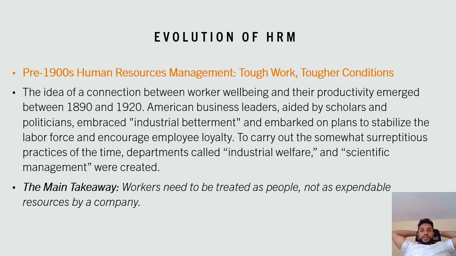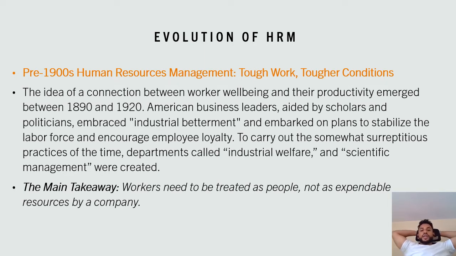So American business leaders, aided by scholars and politicians, embraced industrial betterment and embarked on plans to stabilize the labor force and encourage employee loyalty. To carry out the somewhat circuitous practices of the time, departments called industrial welfare and scientific management. Okay, so back then, industrial welfare and scientific management were created.